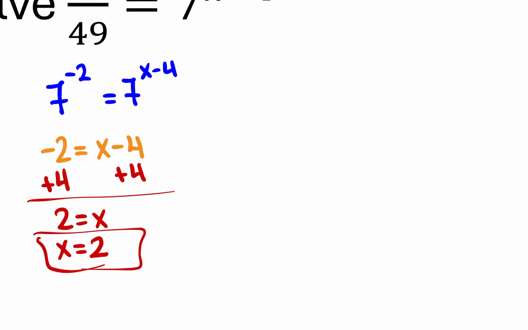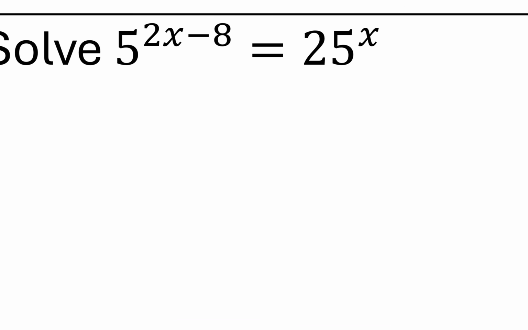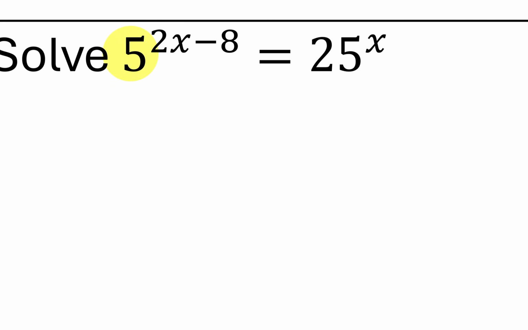Okay, moving on to question number 7. So for number 7, notice that the base on the left-hand side is a 5, the base on the right-hand side is a 25. We want to end up with the same bases, so let's go ahead and do the smallest base, in this case 5. Since this one already has a base of 5, we keep the same exponent, 2x minus 8 is equal to 5 to the power of what? What will give us 25? Well, it's going to be 2.